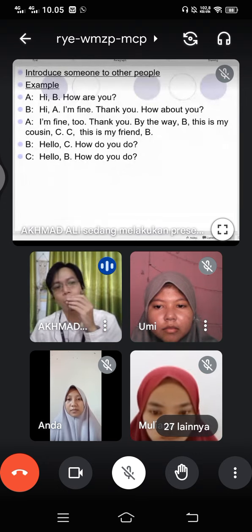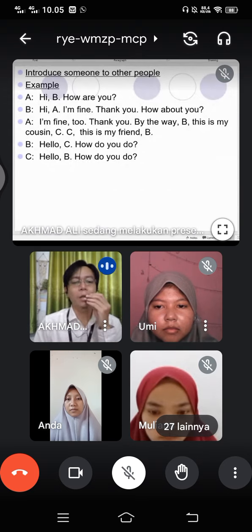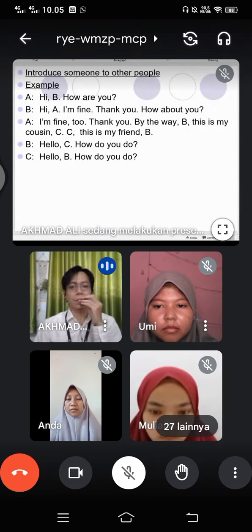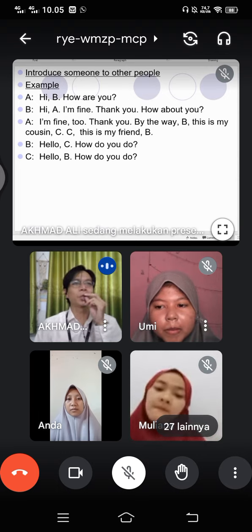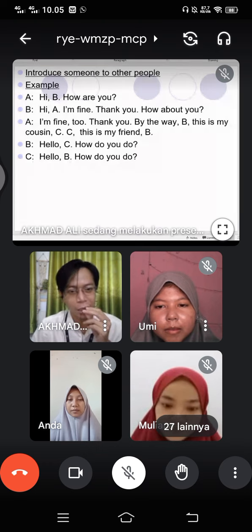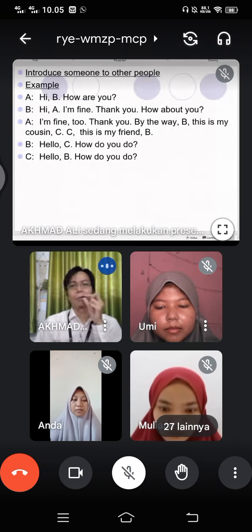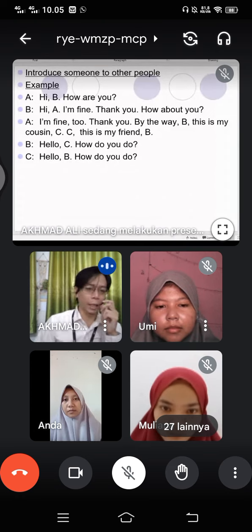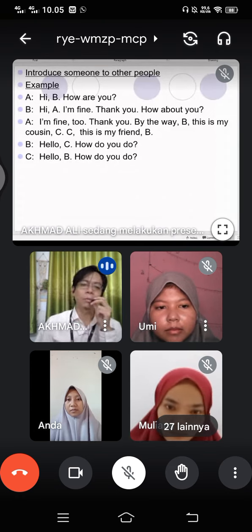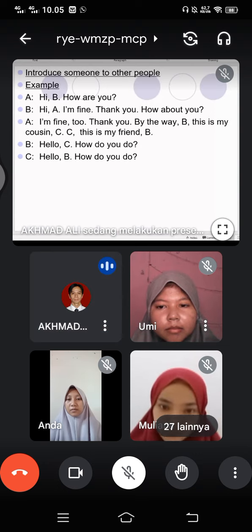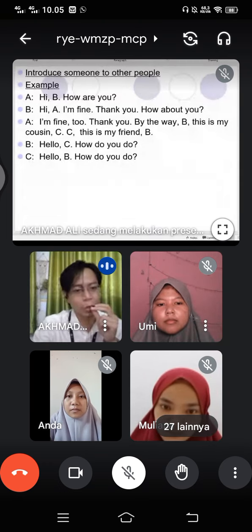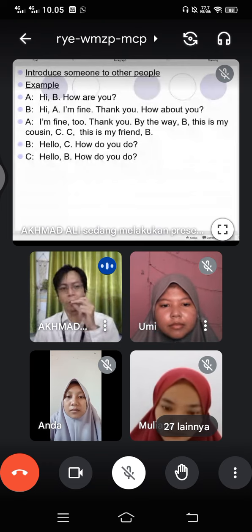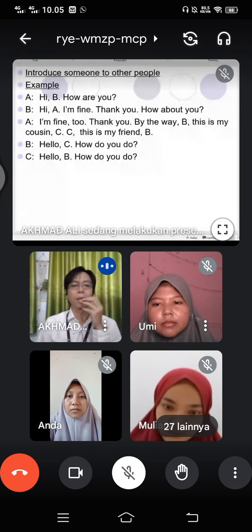And after we introduce both of them, B to C and C to B, after that we have to give them chance to introduce themselves, each other. For example, hello C, how do you do? And then hello B, how do you do? Blah, blah, blah, and so on. So that's the very simple example of introduce someone to other people.